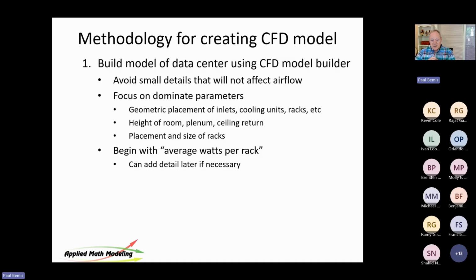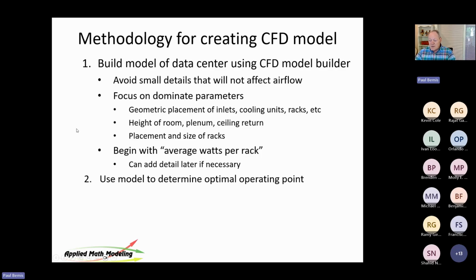But in the first pass, it's not really that significant because you're just trying to get a feel for what's going on in the room in general and make sure you have enough air. And if there's hot spots in the room, where are they? You can see all of that without dialing into the detail on the rack. Can always do it later.